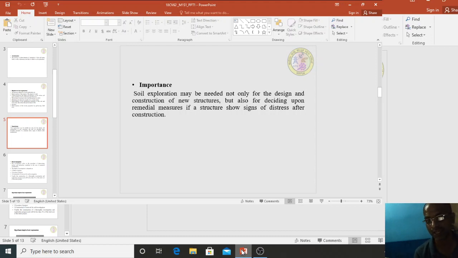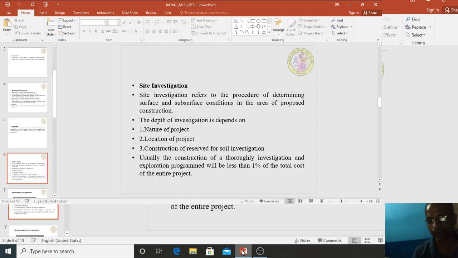So I can say soil exploration is required not only for a new construction, it is also required for existing construction, below the footing, to assess the engineering and index properties of the soil, if the soil shows a sign of distress. So with this, we have to discuss site investigation.